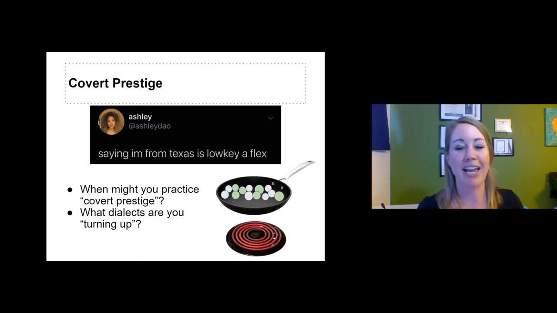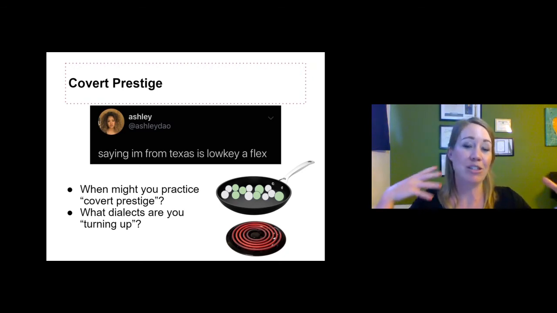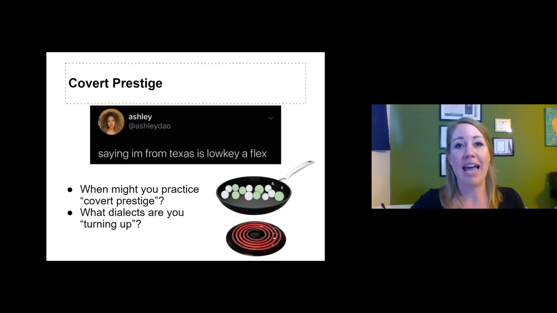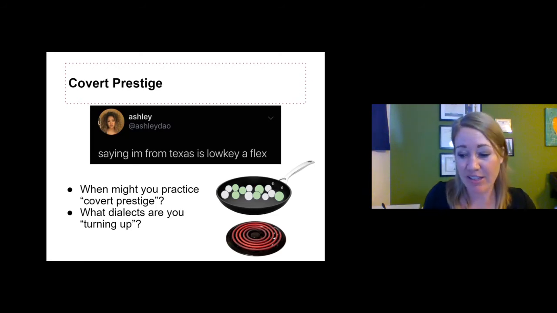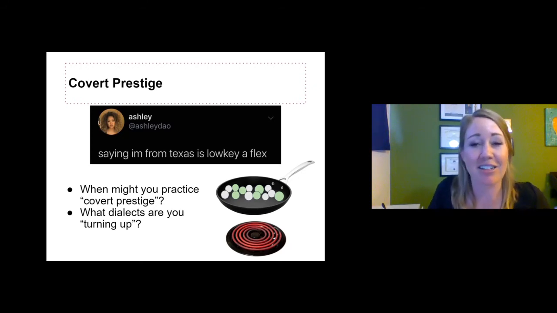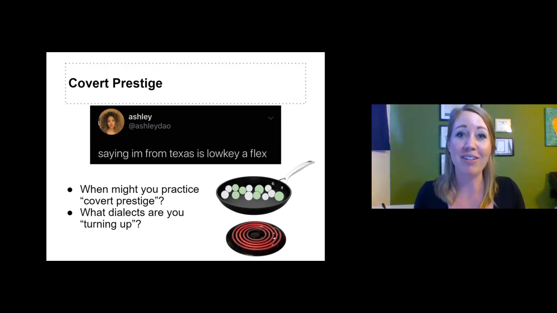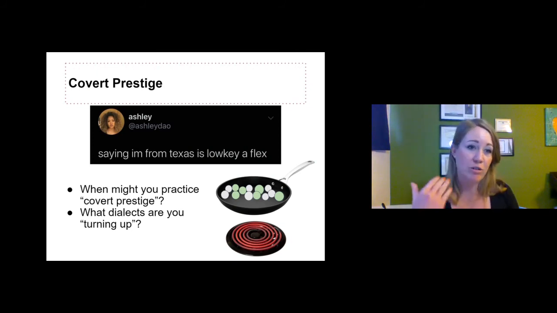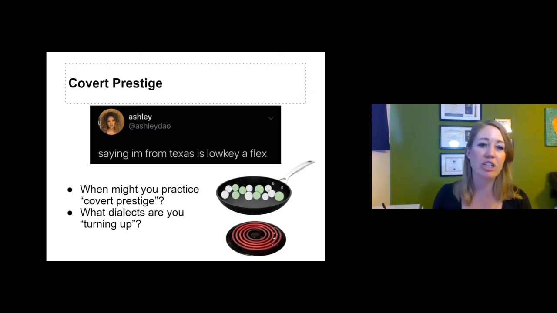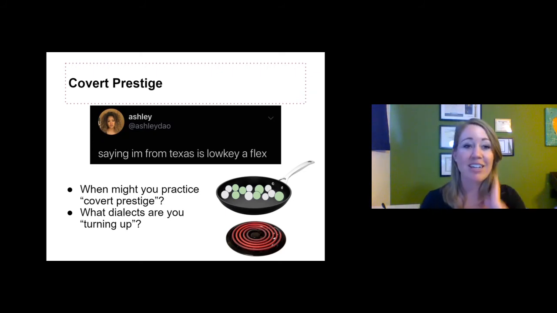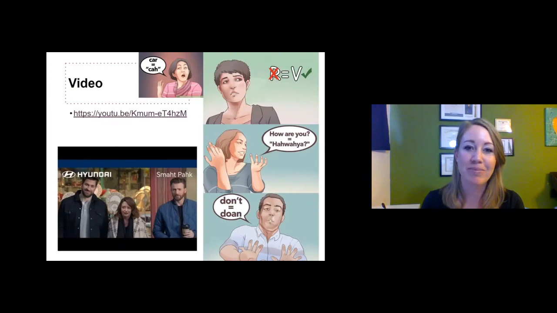It is primarily driven by wanting to be viewed as unique, or you want the connotations of that dialect, right? So if Southern dialect is seen as charming, you want to be viewed as charming, then you're going to use it a lot when you leave the state. Or you want to be friends with a certain group, and that's how they're using this slang or this terminology, and you want to be seen as someone who fits in, then you're going to practice covert prestige.